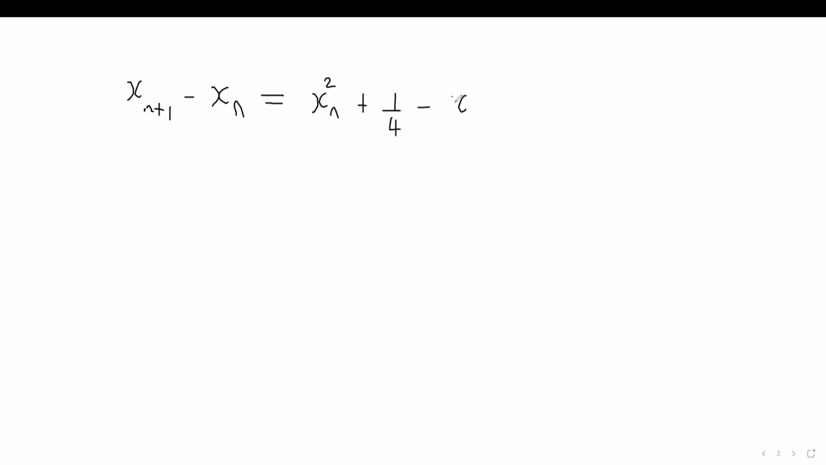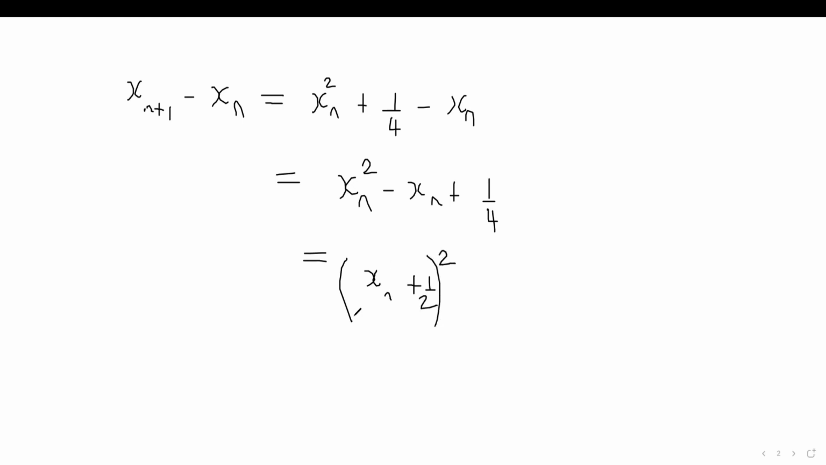Now, guys, look what I'm going to do. I'm going to rewrite this in another form. I'm going to write it as x_n squared minus x_n plus a quarter. Now I am going to factorize it and write it as x_n plus a half all squared. You might wonder where we get this from. I'm going to show you why I did this.